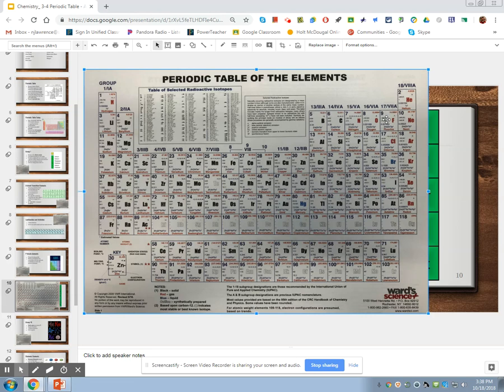Why are they so reactive? Because again, it goes back to this idea of the octet rule. All these guys have 7 valence electrons. And the octet rule says they want to be like the noble gases. They want to be stable. They want 8 valence electrons in their outer shell.